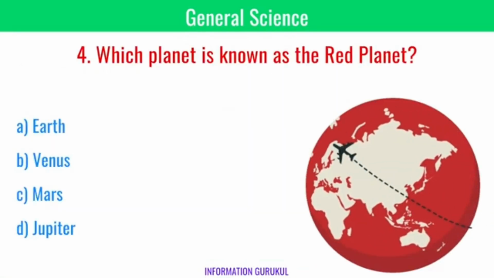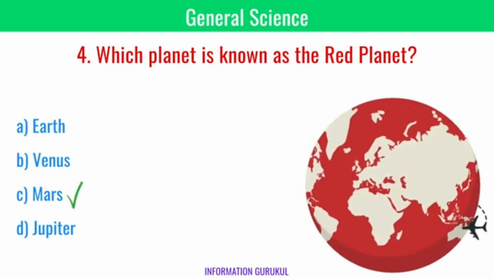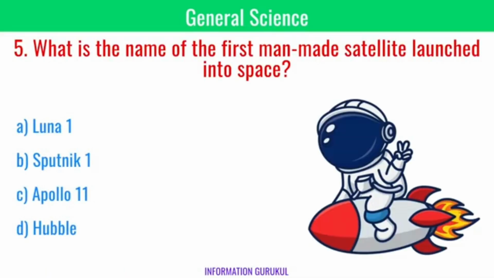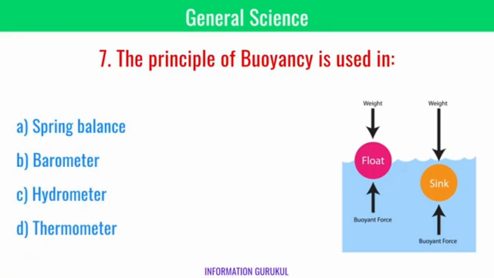Which planet is known as the Red Planet? Mars. What is the name of the first man-made satellite launched into space? Sputnik 1. Which space mission sent the first human to the moon? Apollo 11. The principle of buoyancy is used in hydrometer.